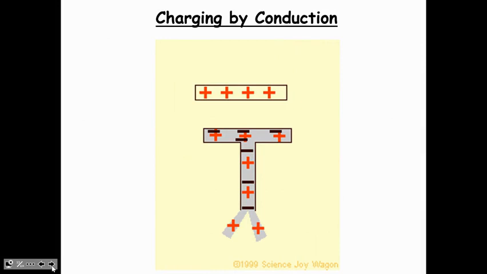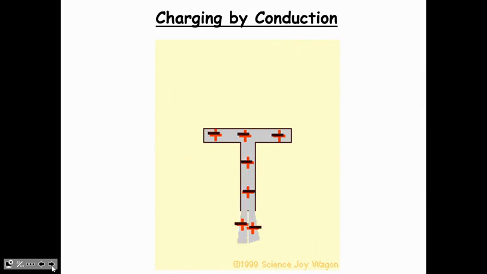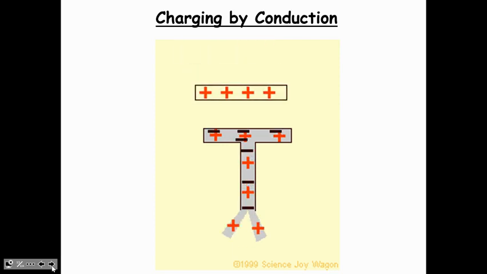Here's an example animation of what it looks like to charge by conduction. Notice in the example there's direct contact. So if you move a positive object and touch, let's say, an electroscope, some of the electrons in that electroscope will move into the positively charged object, making the electroscope positive as well.